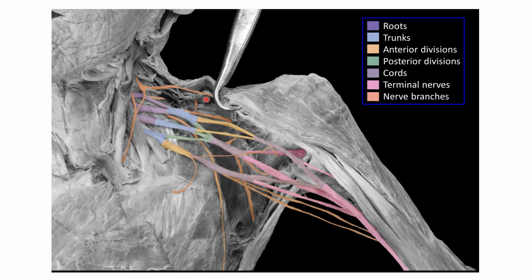All right, now this is a similar kind. This is on the anterior region. As you can see, these are the roots. The blue ones are the trunks. These are all the anterior divisions. All right, now the green ones are posterior divisions in the back. This one here is the cords, as you can see. Terminal nerves in the pink. These are the terminal nerves, terminal branches, and then we have nerve branches. We have terminal and then we have branch. Okay.